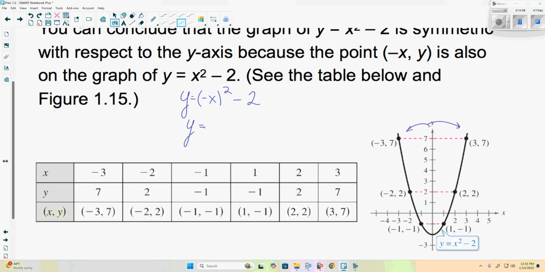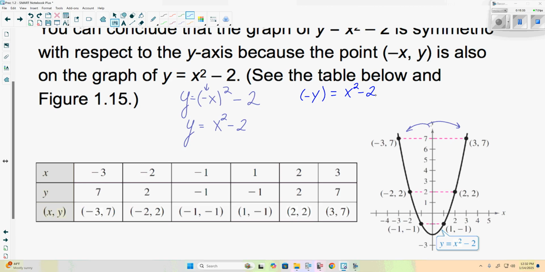Because negative x squared, whenever we multiply a negative by itself, it becomes positive. So we get back to y equals x squared, which is the same equation we started with. Now we already said that this is symmetric to the y-axis. It is not going to be symmetric to the x, because if it was symmetric to the x, we could replace y with negative y and end up with the exact same equation.